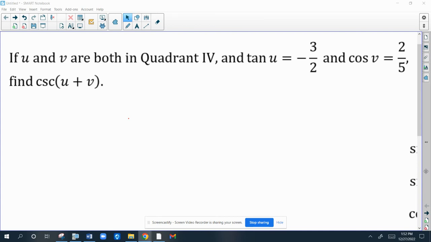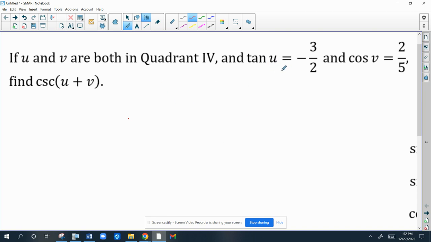Here we are given two angles, both in quadrant 4, and some information about the tangent and cosine of the angles, and we're supposed to find the cosecant of the sum. So we're going to have to use the sum and difference formula for this. But first, let's look at the angles.